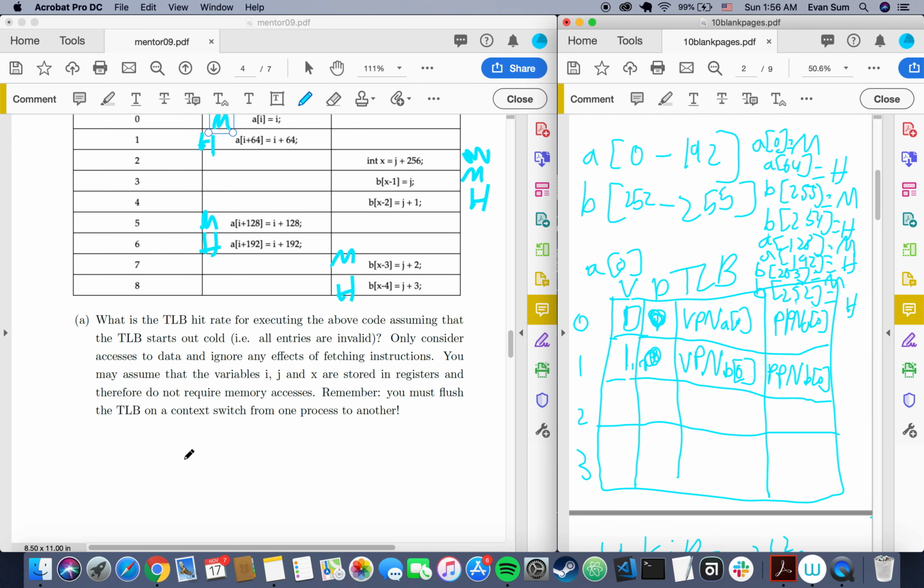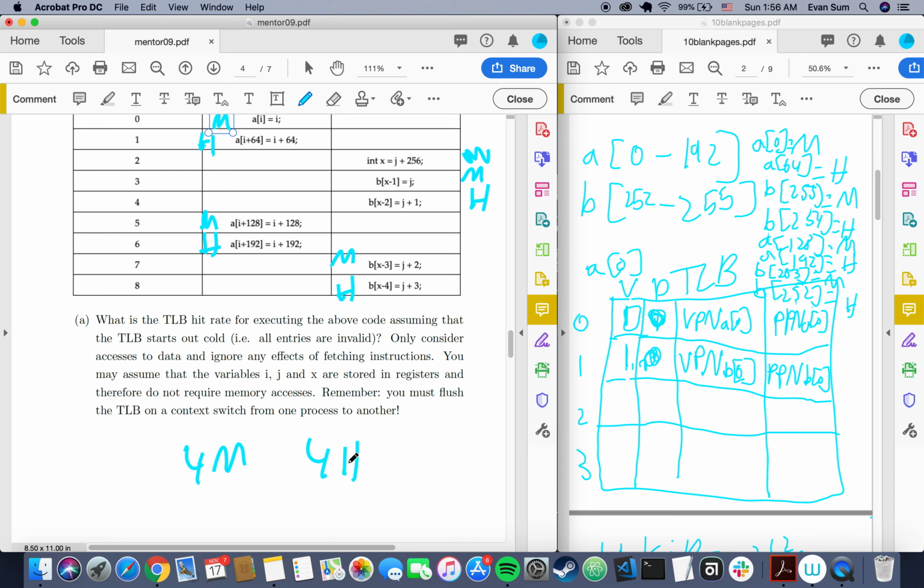So you can see how we have 4 misses, 4 hits, which means we have a 50% hit rate. Right? Yeah, wait. What is the hit rate? Yeah.